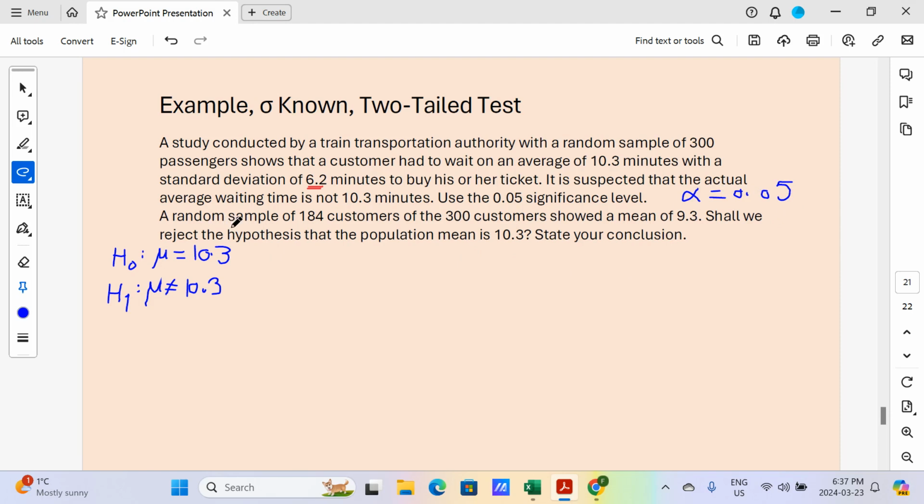Okay, look at here. A random sample of 184 customers showed a mean of 9.3. Look at here, they have selected a sample of 184. Sample size n is 184. And the sample mean, x bar, is 9.3. A random sample of 184 customers showed a mean of 9.3. It's the sample mean x bar. X bar is 9.3. Shall we reject the hypothesis that the population mean is 10.3?